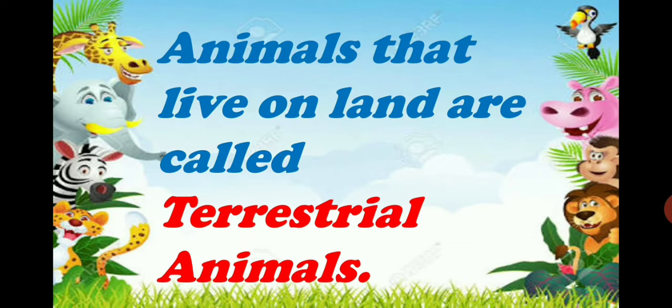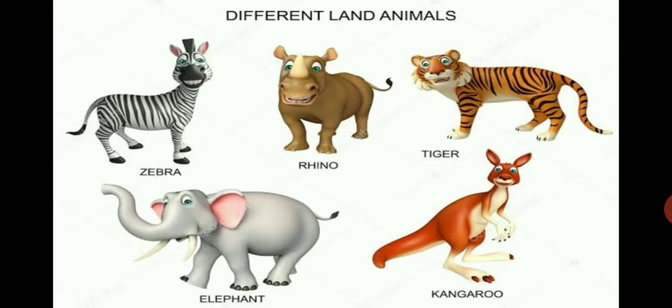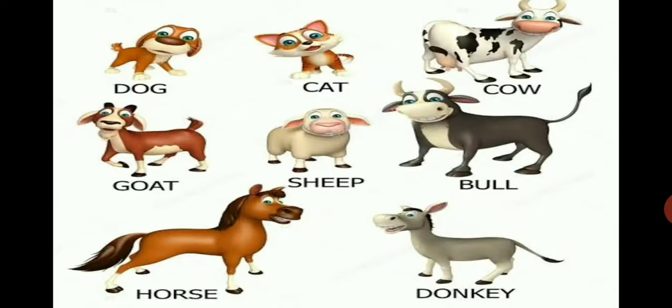Terrestrial animals. Animals that live on land are called terrestrial animals. These animals are living on land. There are many land animals or terrestrial animals like zebra, rhino, tiger, elephant, kangaroo, dog, cat, cow, goat, sheep, bull, horse, donkey. These are terrestrial animals as these all are living on land.